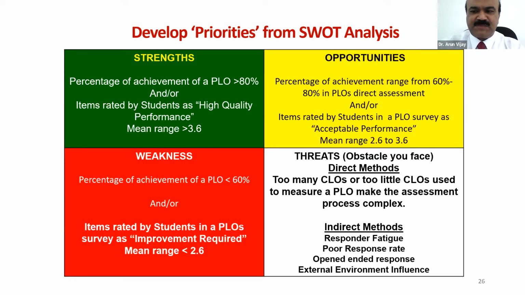If it is indirect assessment, surveys usually suffer from responder fatigue. Sometimes the responder may not give a right answer. Responder fatigue is a weakness. Poor response rate is a weakness. And the last one is the open-ended questions. Mostly the students are not taking open-ended questions seriously. That will affect our improvement opportunities to know the truth from their voice.